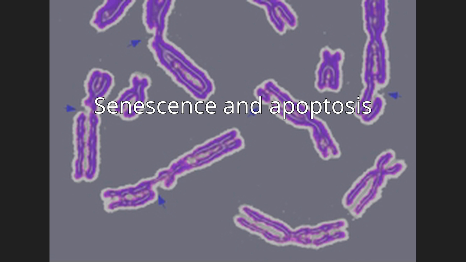Unregulated cell division can lead to the formation of a tumor, or cancer, which is potentially lethal to an organism. Therefore, the induction of senescence and apoptosis is considered to be part of a strategy of protection against cancer.